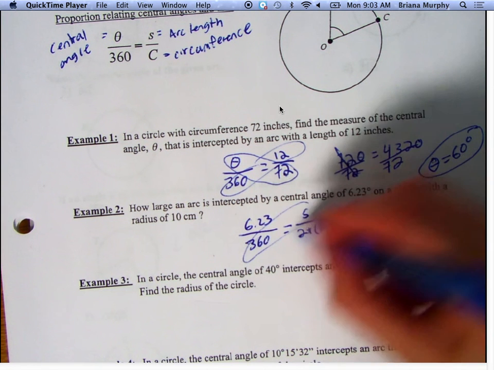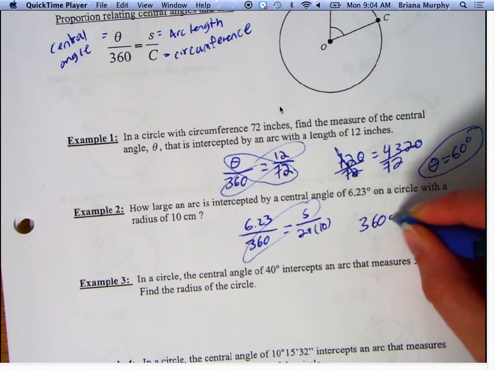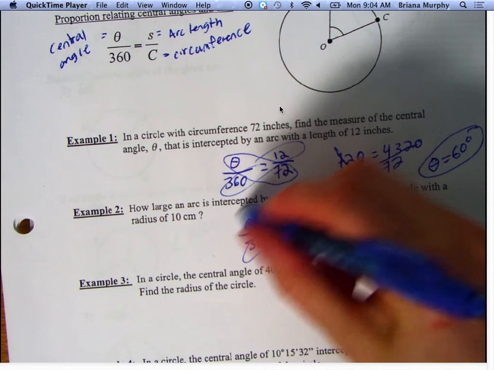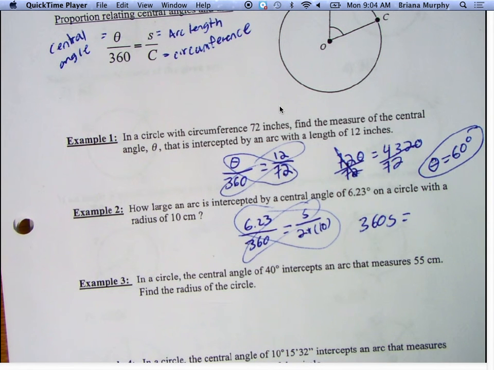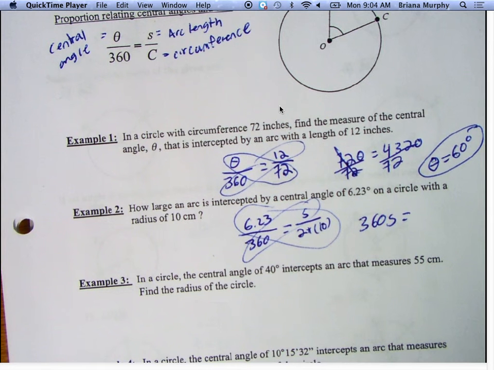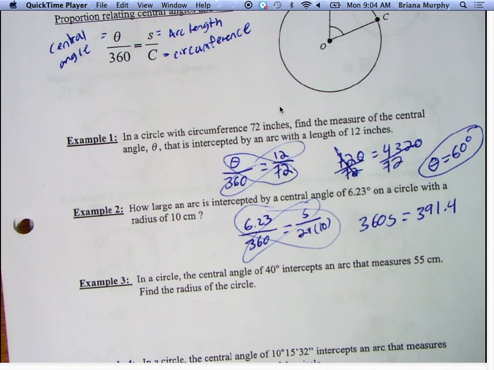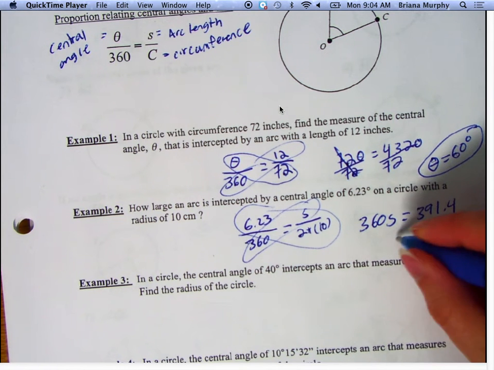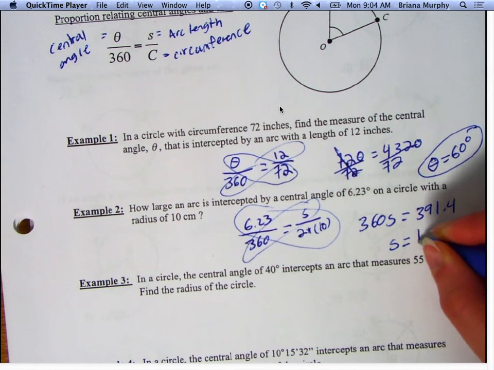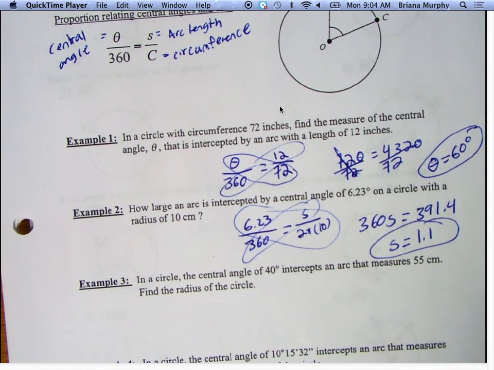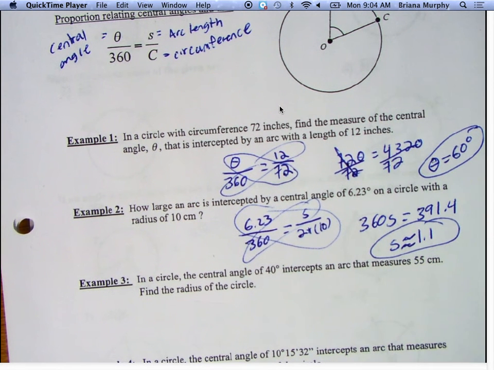And I'll just do it all together. So I get 360S, and I'm going to go 6.23 times 2 pi 10. And I get 391.4 approximately. And then I'm going to divide that by 360. And I get S equals 1.1 approximately. And that's centimeters.